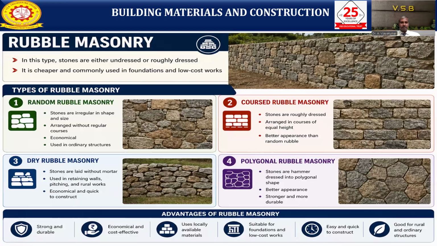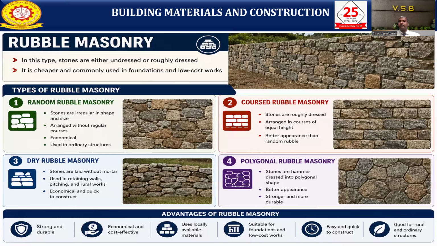In dry rubble masonry, the stones are laid without mortar. We can use this type of masonry for retaining walls, pitching, rural work, or compound walls. In earlier village days, we used this type of wall alone.